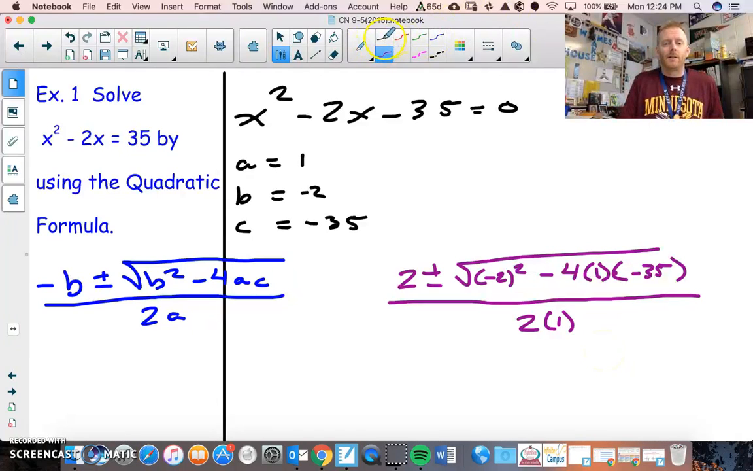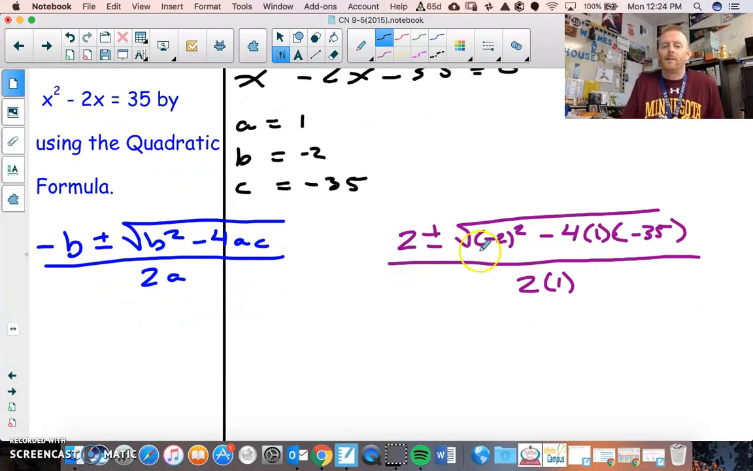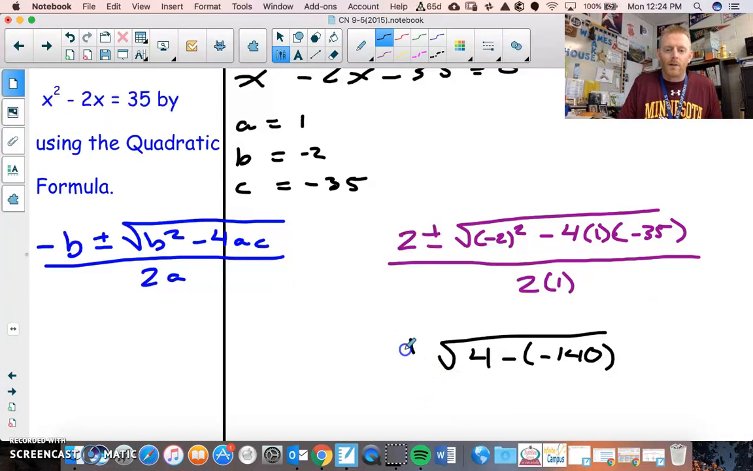So then we just need to simplify. You can type all these things into your calculator at this one step right here, or it's a little bit easier to start doing a little bit of the math on our own. I like to simplify what's underneath the square root first. So negative 2 squared makes the stuff in the square root turn into a 4 minus 4 times negative 35, which gets me to negative 140. And then we have our 2 plus or minus out here, and the whole thing over 2 still.